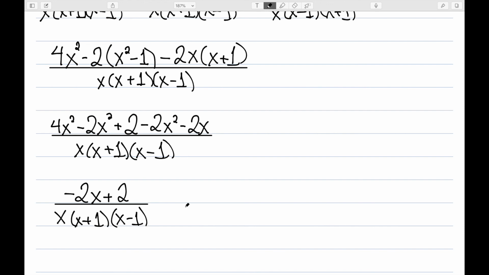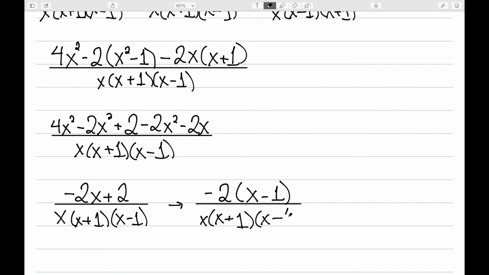We might notice that this numerator, they have a 2 in common, and I'm actually going to factor out a negative 2 on the numerator. That leaves me with an x minus 1 over my denominator, x plus 1, x minus 1. And now I can see my x minus 1s cancel. My final answer would be negative 2 over x times x plus 1.